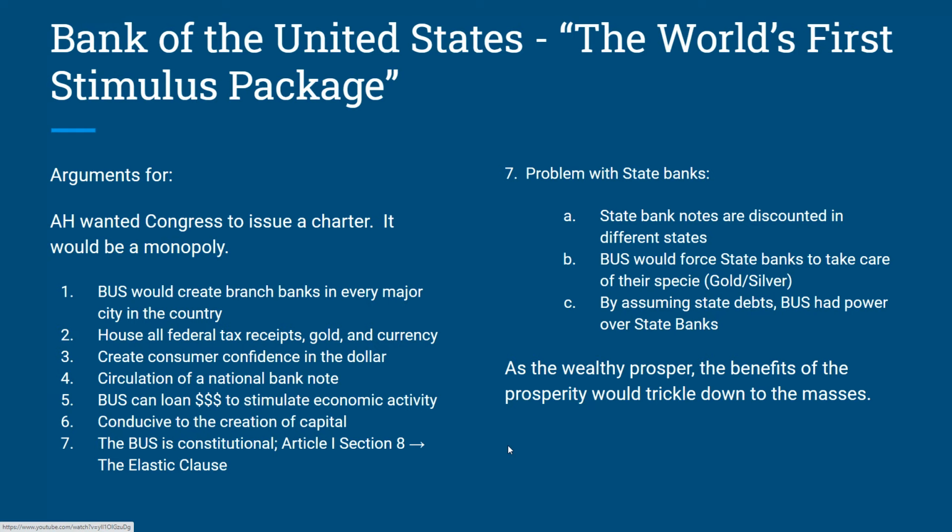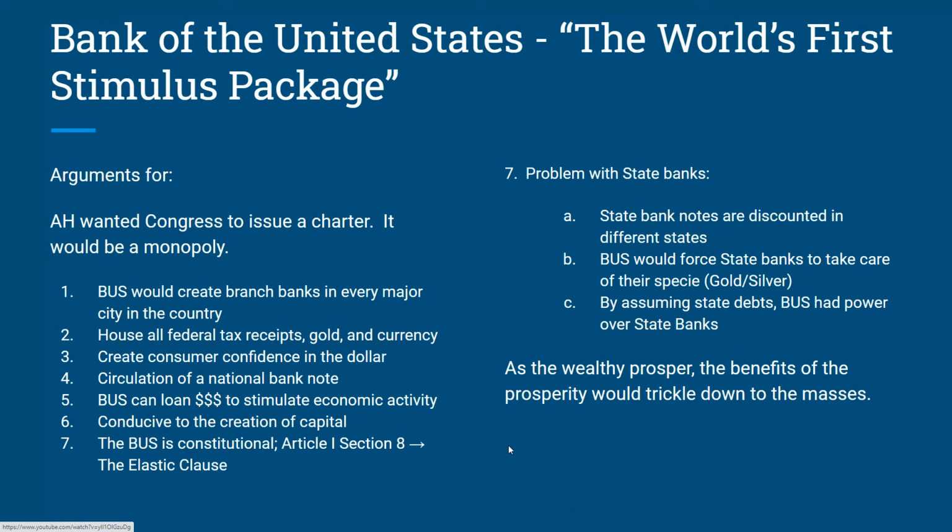The problem he saw, now Jefferson became an outspoken critic of the bank, and we'll talk about that on the next slide. But Jefferson put his faith in state banks, not federal banks, not national banks, but state banks. And you can see on the right-hand side the problem that Hamilton had with state banks.